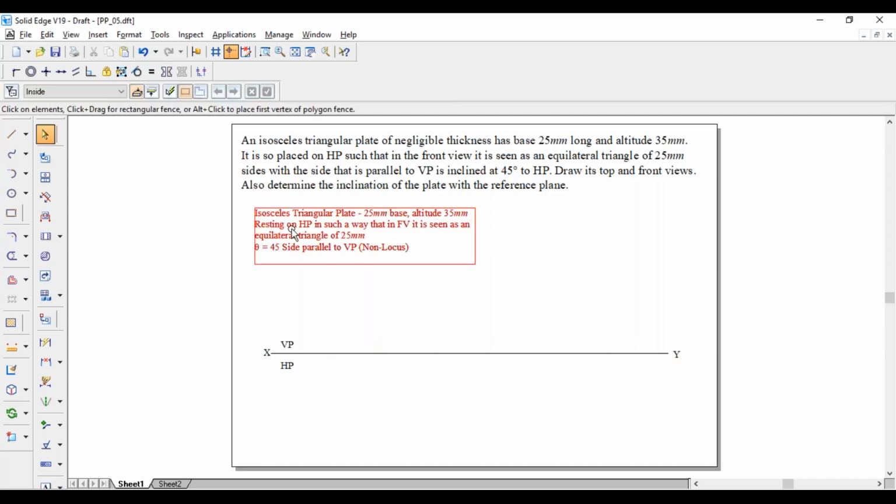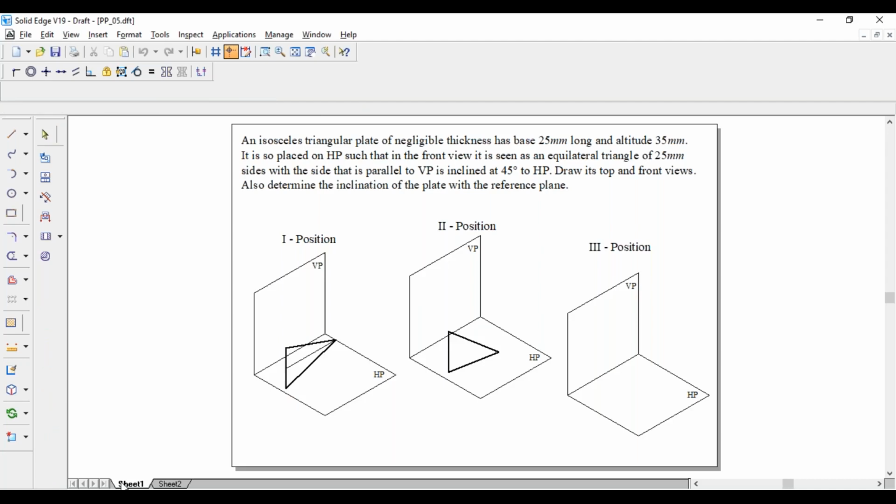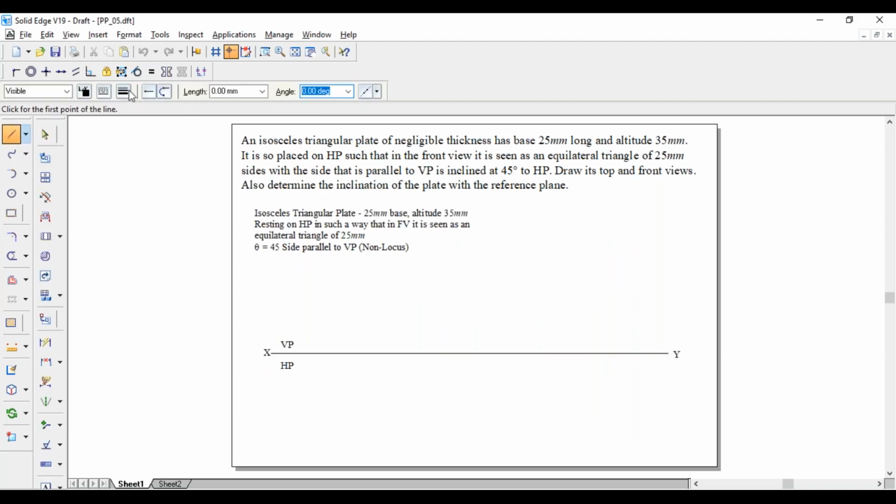Now, as I told you, resting on HP should not be considered as parallel to HP in this problem. If we consider it like that, in the front view it is just a line. To get a triangle in the front view, construct like this. First, draw a 25 mm line. The base is 25 mm, so with a thick line on the XY line only, from the XY line, draw a 25 mm line. This length should be 25 mm.